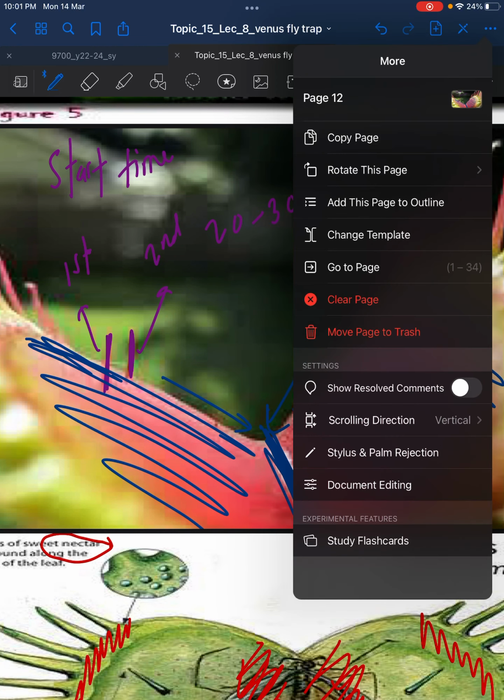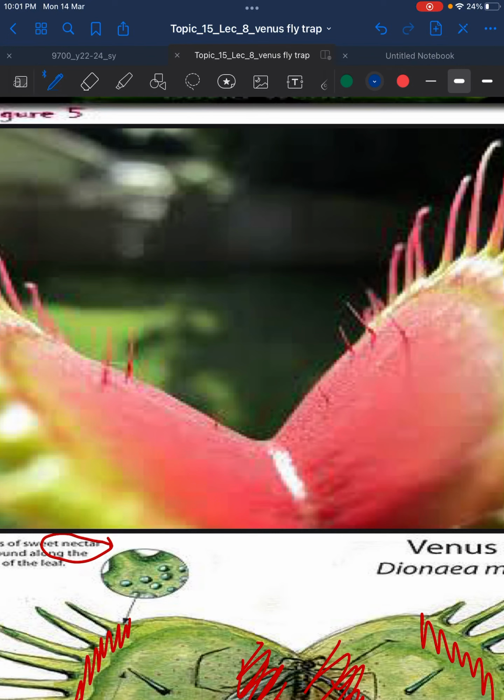Okay, that's one scenario. The second scenario is if, for example, the first hair is deflected, and then the timer starts. Let's say it goes over 30 seconds, so there is no second deflection. If there is no second deflection after 30 seconds, then it will not close. It will not close.